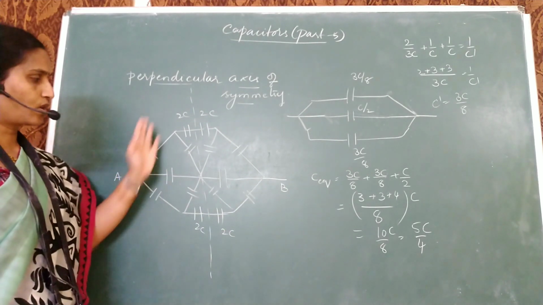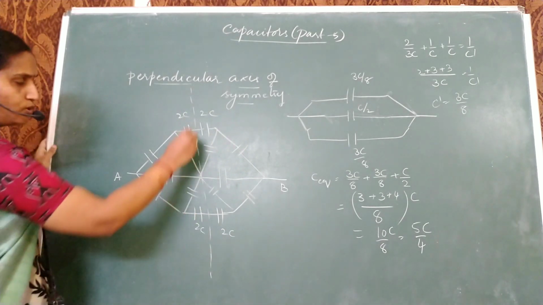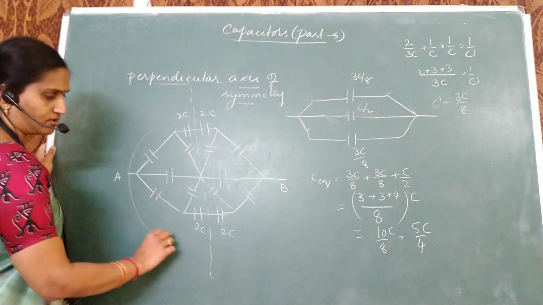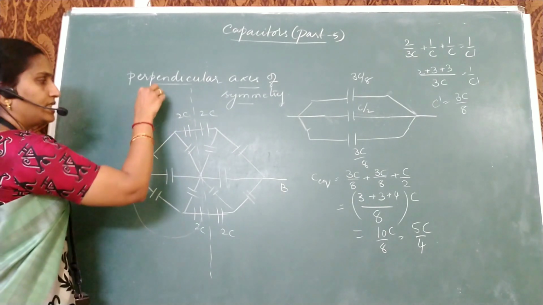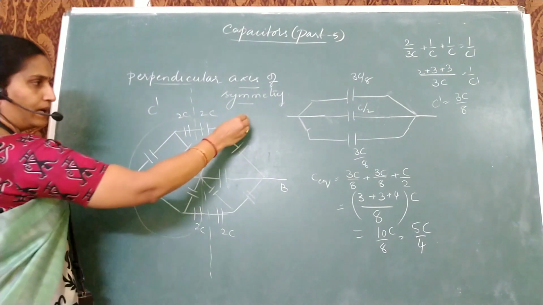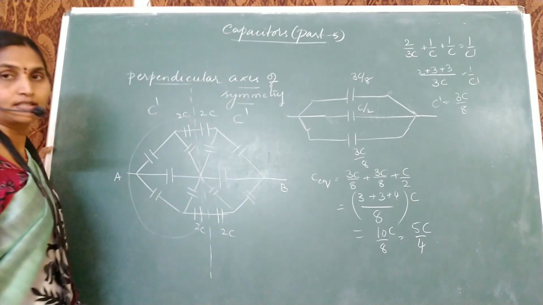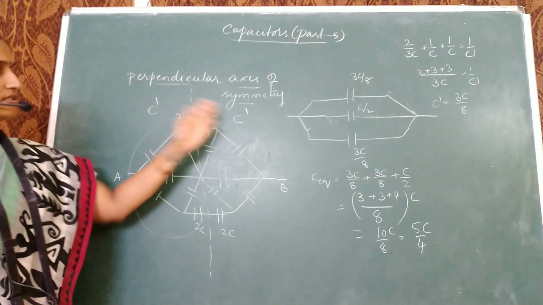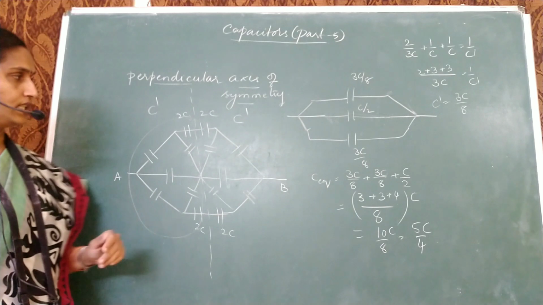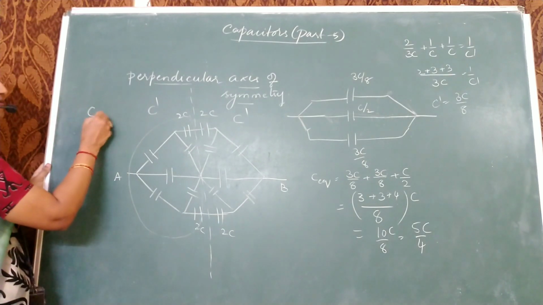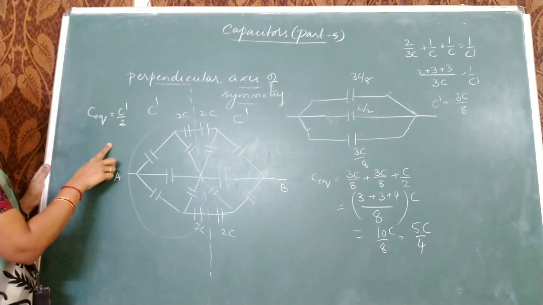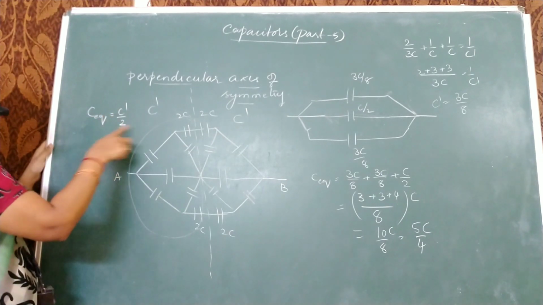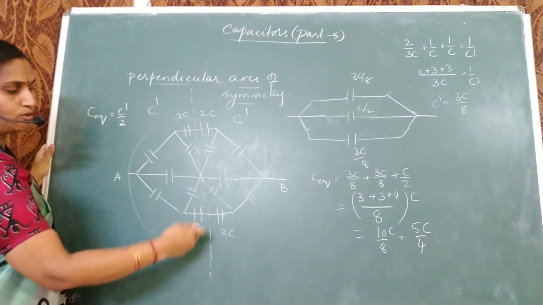So instead of solving the whole circuit, if you can find out the equivalent capacitance of this half, and I will call this as C dash, the second part also will have the capacitance C dash. So how are C dash and C dash connected? In series. So what would be your C equivalent? Equal to C dash divided by 2. So let us see whether we can get the same answer or not by dividing it into two halves.